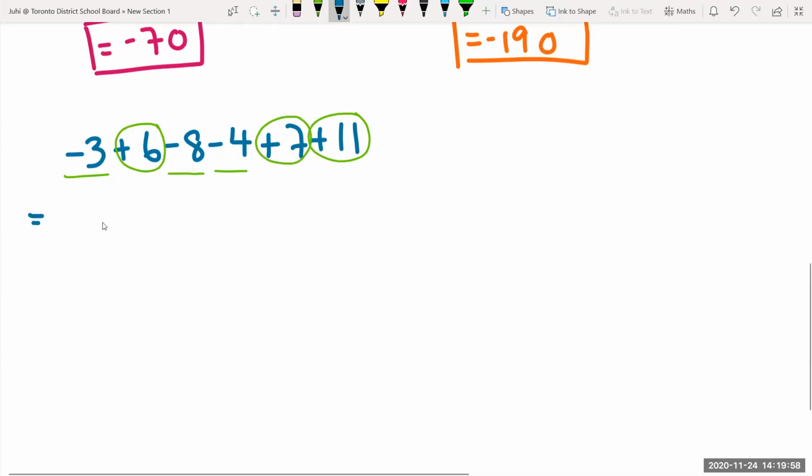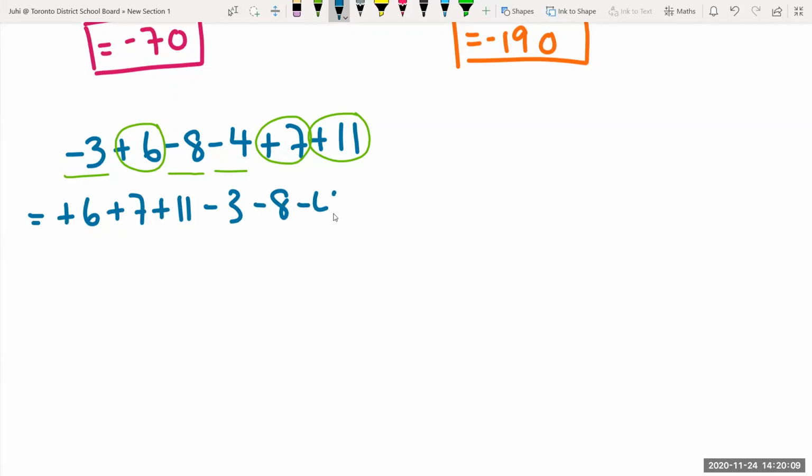So I'm going to rewrite them. It doesn't matter which ones you write first. Let's go ahead and write the positive numbers first. So we have +6 plus 7 plus 11. And then we have -3 minus 8 minus 4. And if you're wondering where I got this question from, I just made it up in my head. You're just copying the example with me.